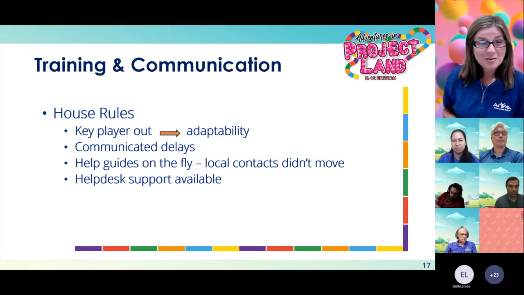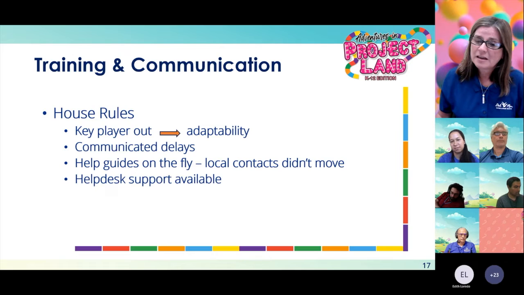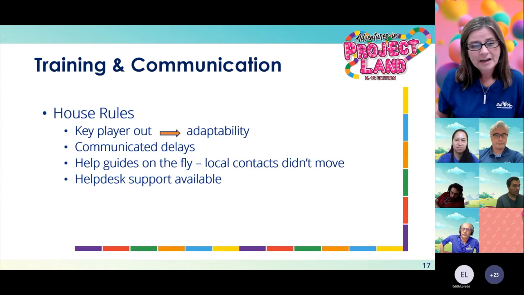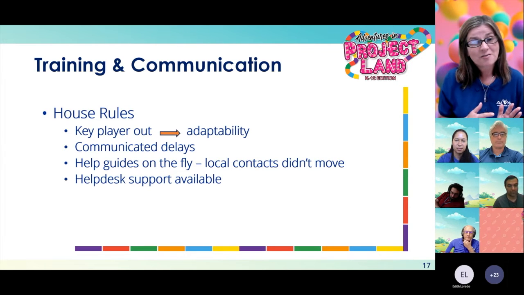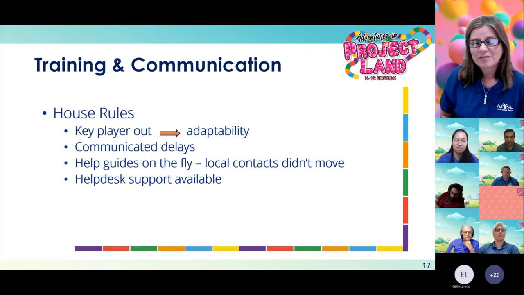Our team was adaptable. We communicated the delays to the staff. That's why we went with those 3 options that we laid out in the beginning. We did help guides on the fly, meaning that the local contacts didn't move that email. Our key player was out. He was part of that. And we weren't prepared for that because we also didn't have the time in the front for that training. That training was cut off. Remember that the training was cut off for testing because of our third-party vendor network issues. We have a help desk support system, which are those 3 or 4 key players that are on the help desk and also doing the rollout.